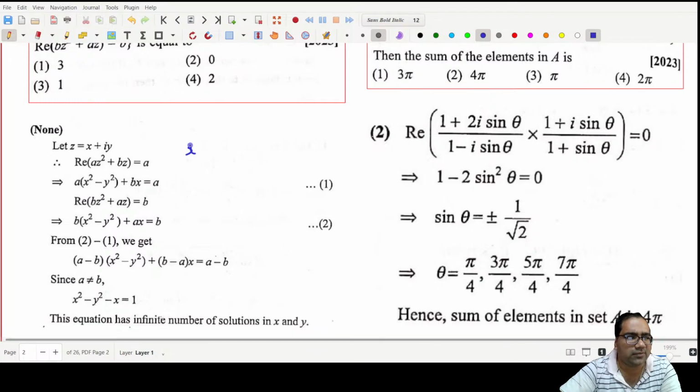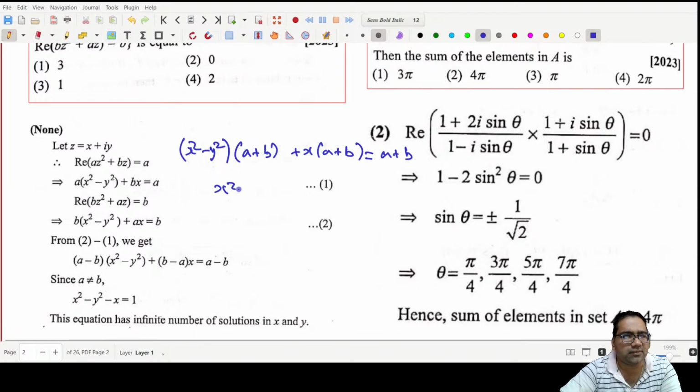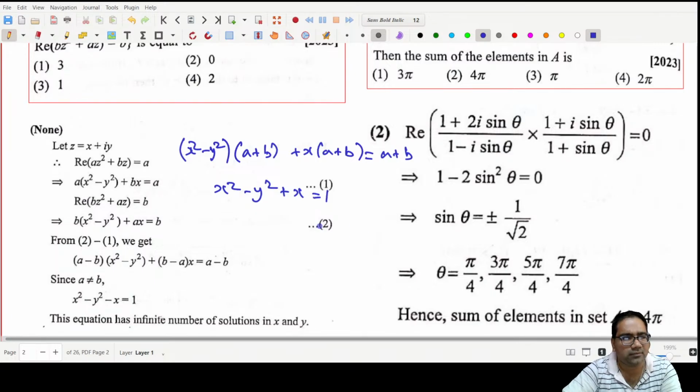So then x square minus y square into a plus b, plus x into a plus b equals a plus b, right? This means x square minus y square plus x equals 1, right? Or x square plus x minus 1 equals y square. Here also you have infinite solutions, right?